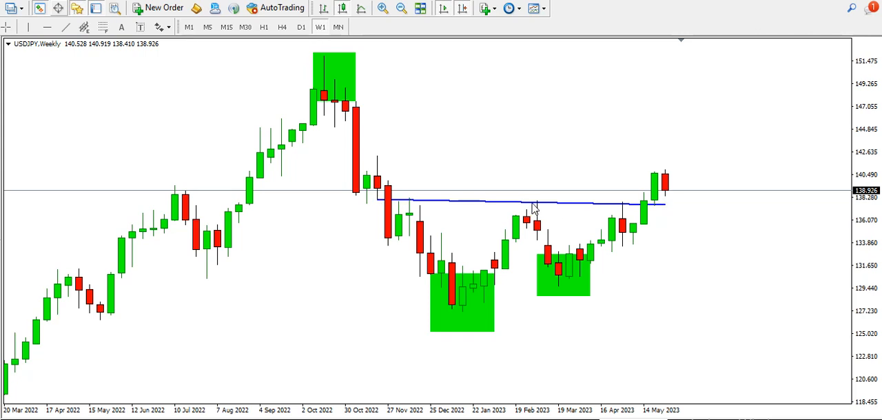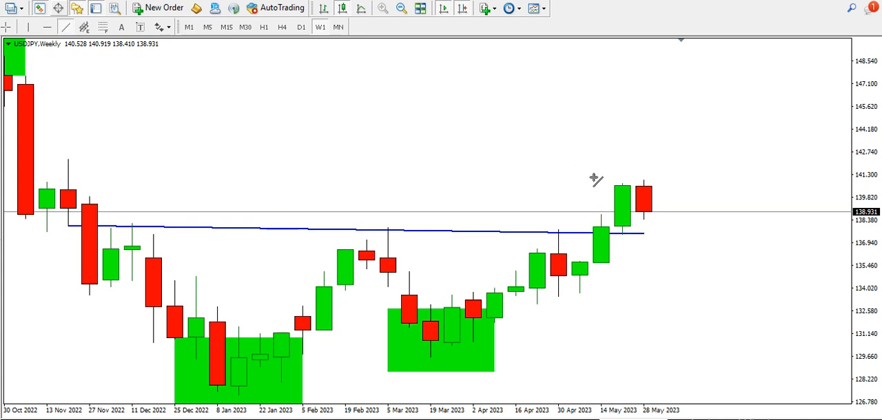Neckline has been broken, and what we are looking at is a retest of that particular neckline. As soon as we have a retest of the neckline, you might see price going up. That's that for the weekly time frame.